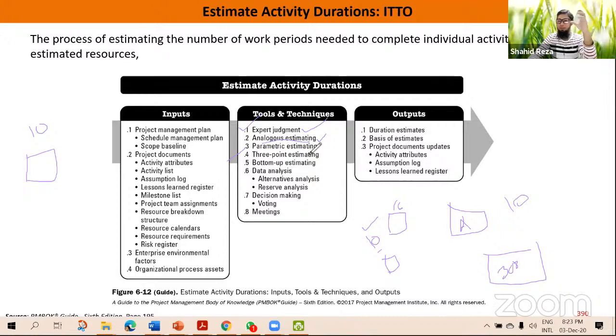That means using some arithmetic, multiplication, addition, referring to some unit measure. If you calculate the total amount of time, then that is known as parametric estimate, using some parameter or variable.